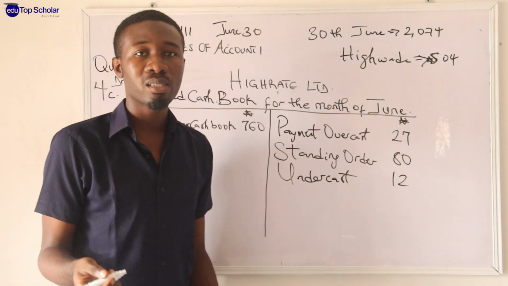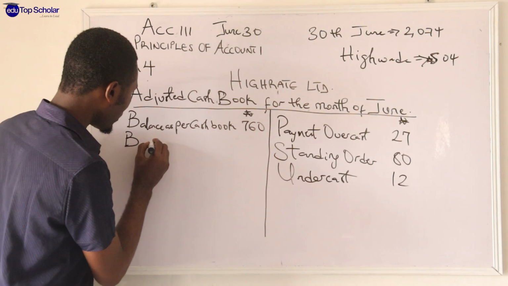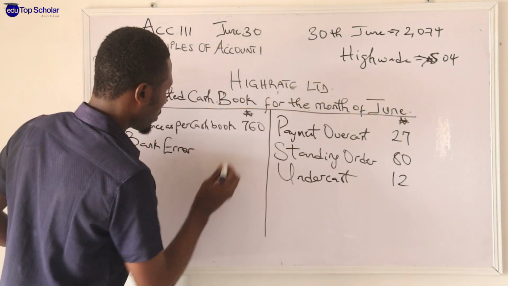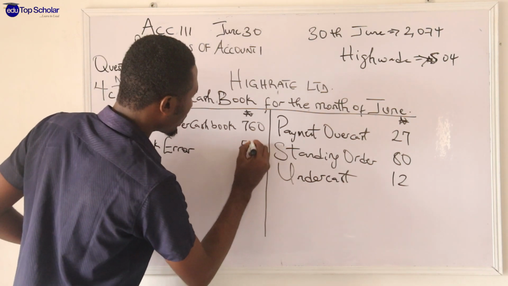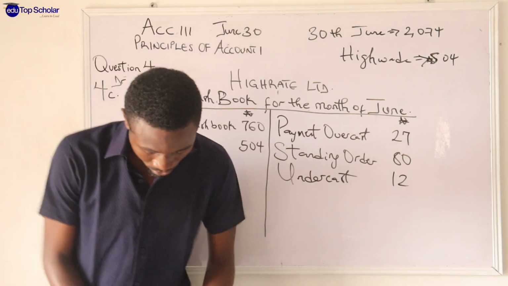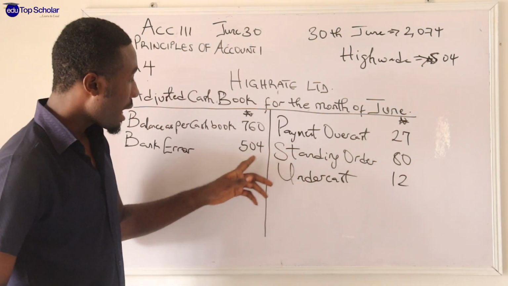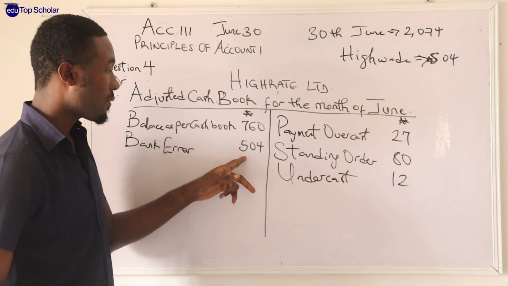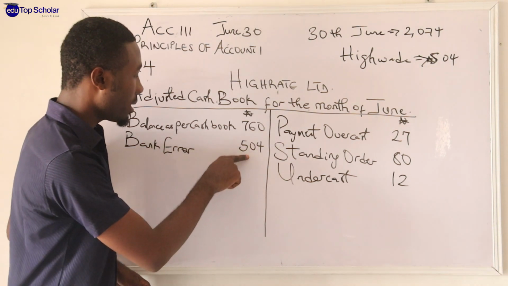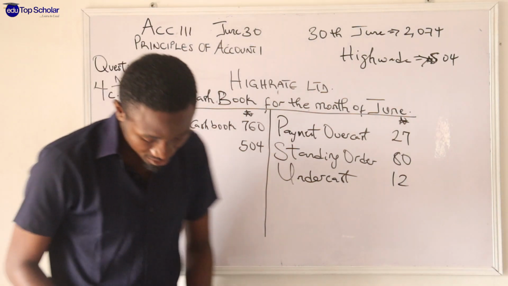So because we did not see it, we are going to record it on the debit side as bank error of 504. Because the bank will correct the error, and when they correct the error, they would have to debit us. So when they debit us, it means the money is coming in, and we debit ourselves whenever we are the receiver. That is why this 504 is coming to the debit side.